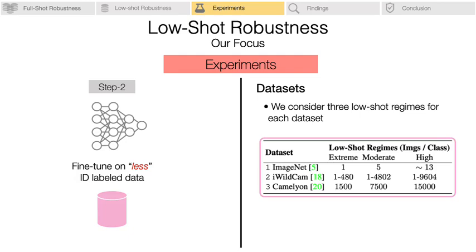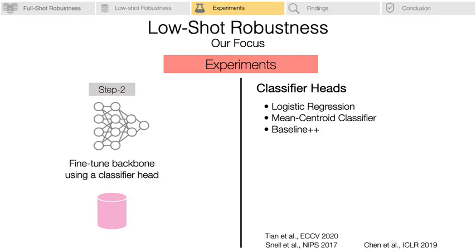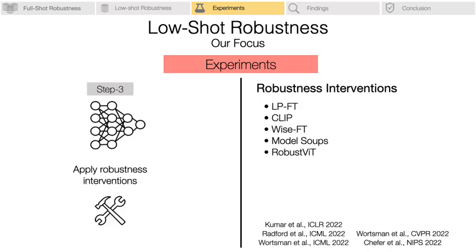We run experiments across 3 different low-shot regimes for each in-distribution dataset to measure the effect of low in-distribution fine-tuning data on robustness interventions. We examined the ResNet and ViT architectures with different pre-trained initializations. We then fine-tuned the backbones using either logistic regression, mean-centroid classifier, or Baseline++ heads. Finally, we evaluate the effectiveness of 5 different robustness interventions.